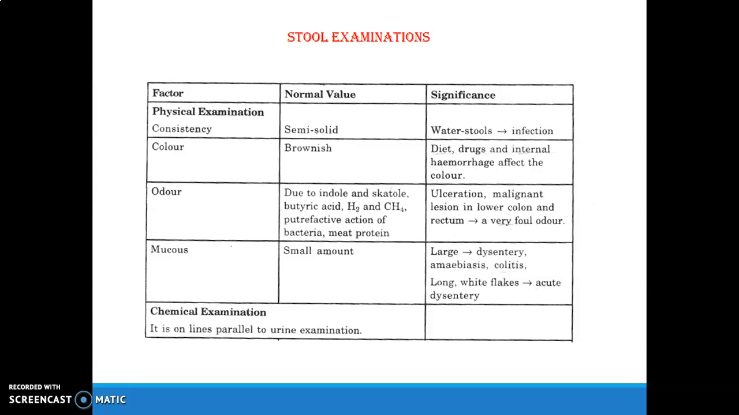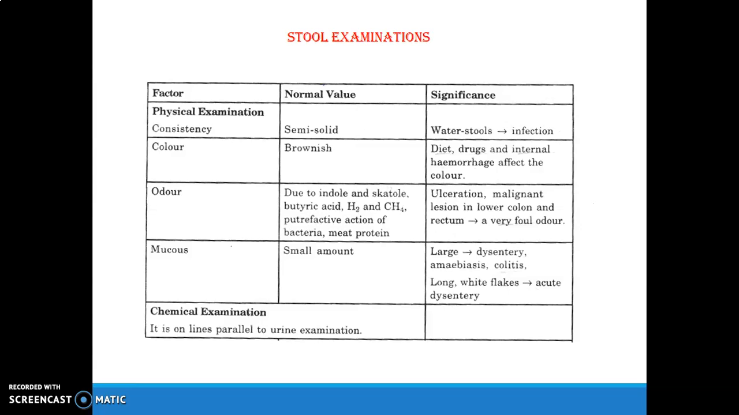The factor to be examined first is physical examination. Consistency: normally it should be semi-solid. If it is watery stool, then it may be due to infection. Then color: it should be brownish. Diet, drugs and internal hemorrhage affect the color. Odor is due to indole, skatole, butyric acid, H2 and CH4, from putrefactive action of bacteria on meat protein. Significance is ulceration or malignant lesion in the lower colon and rectum. A very foul odor is seen.